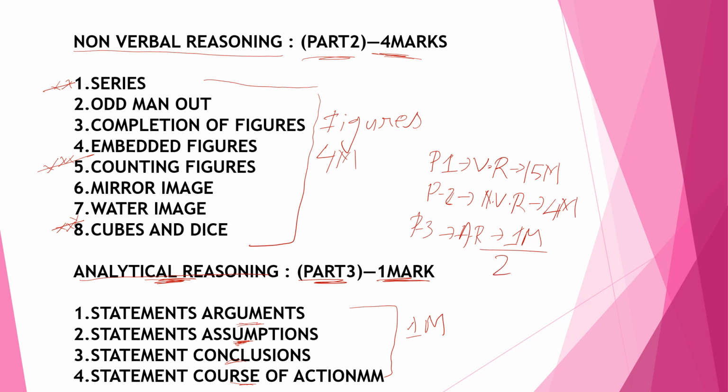Total 20 questions: 15 questions, 4 questions, 1 question. So a total of 20 questions gives 40 marks for the students. So part 1 is most important here. Students need to concentrate on part 1 in reasoning. And in reasoning, out of 20, definitely you need to get 17 to 18. Your target should be 17 to 18 in reasoning, compulsory. This you can score easily.